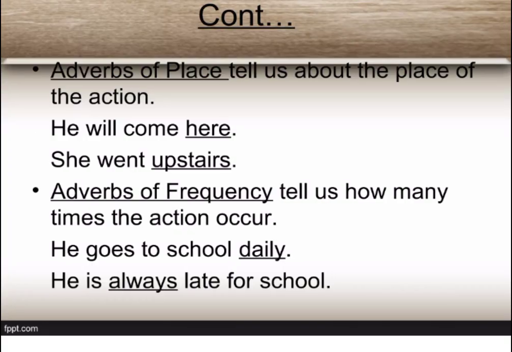Adverbs of place tell us about the place of the action. He will come here. She went upstairs. Here and upstairs are adverbs of place. Adverbs of frequency tell us how many times the action occurs. He goes to school daily. He is always late for school. So daily and always are adverbs of frequency.